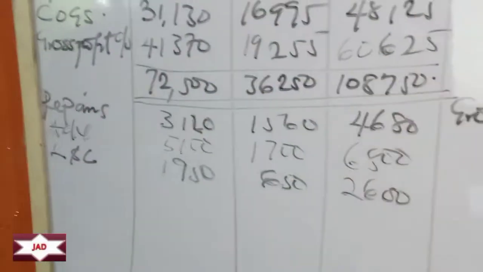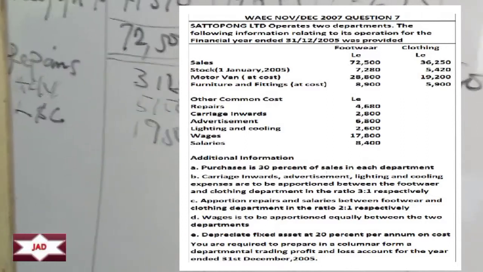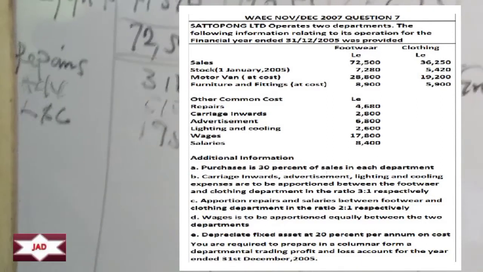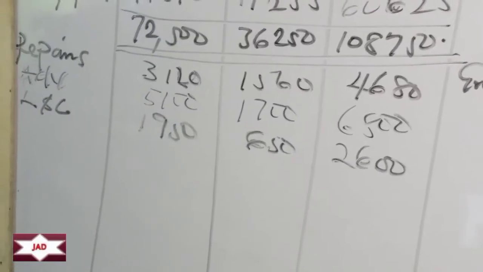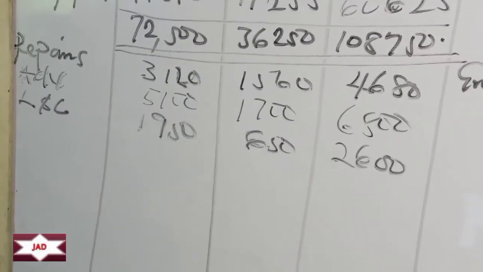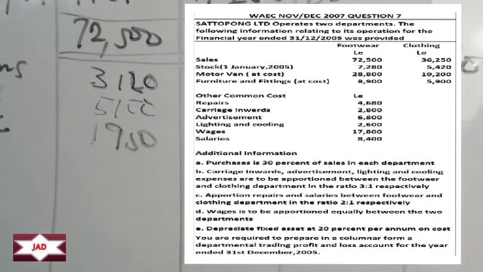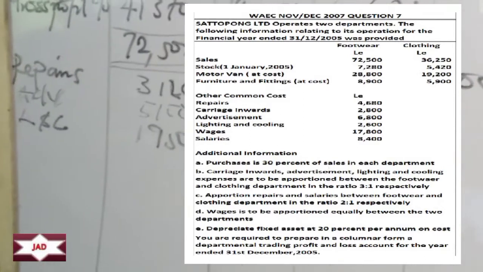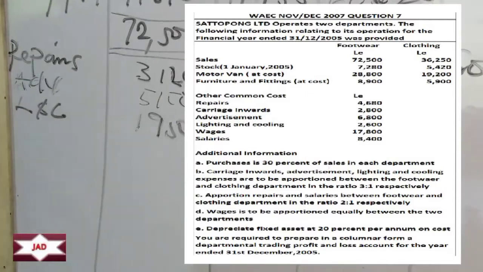So the next item there says wages. Wages there is 17,800. Salaries is 8,400. So we have instruction D says wages is to be apportioned equally between the 2 departments. And then we have salaries. Salaries is 2 to 1. So let's go.